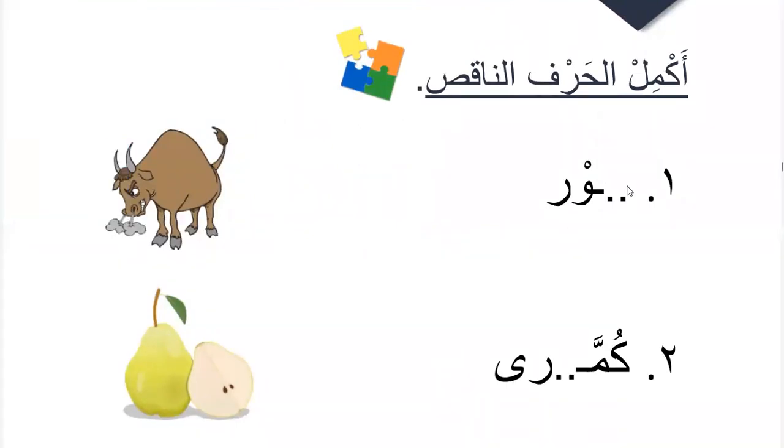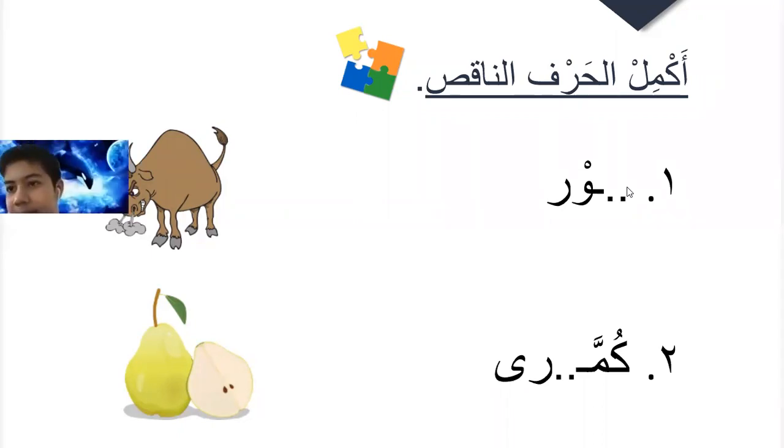Now, okay, I'm done. Akmil il harfan naqis. Complete the missing letter. So for the ox, right? For the ox is sa. Next. And then this is the same thing. What is this? Sa.